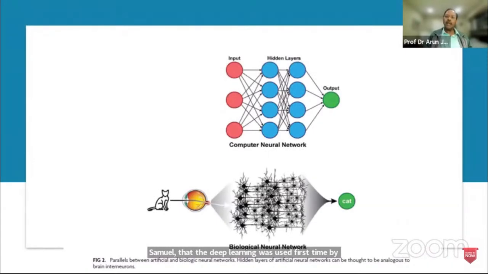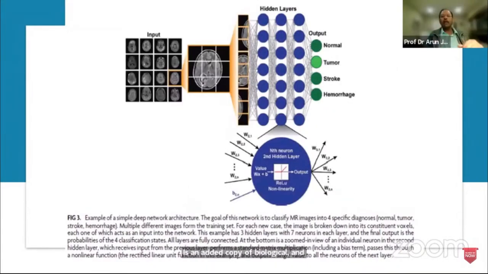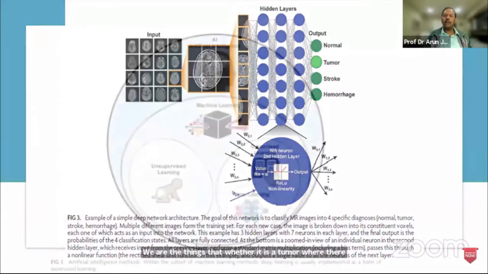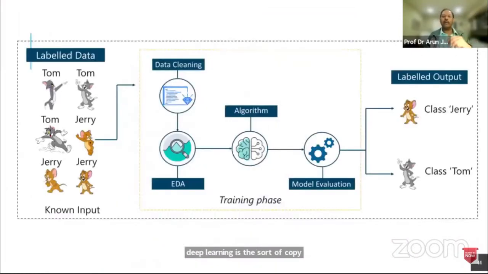And then CNN is a direct copy of the biological neural network. Once you put in a given input, there is image processing, and then there are what are called hidden layers. At the end, we want to find out what is happening, whether it is a tumor, whether it is normal, a stroke or hemorrhage, from input to output. Therefore we have all these deeper layers. So deep learning is a sort of subset of supervised learning.